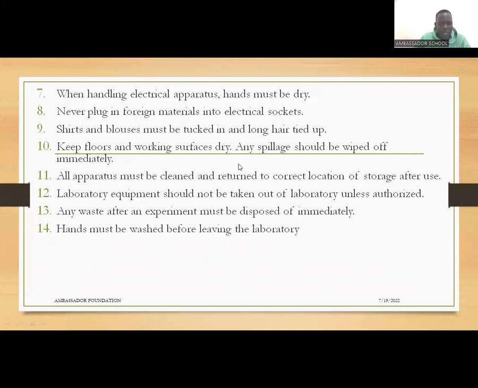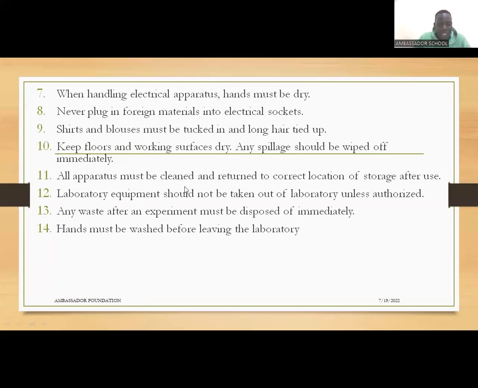Let me repeat point number 9. Shirts and blouses must be tucked in and long hair tied up. If your hair is disturbing you, you cut off the hair. You remain with very short hair like this one of mine. That point was written for the sake of the girl students.